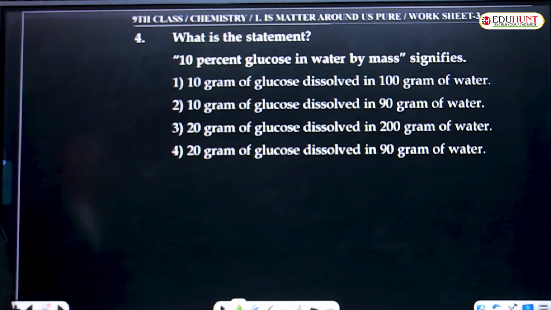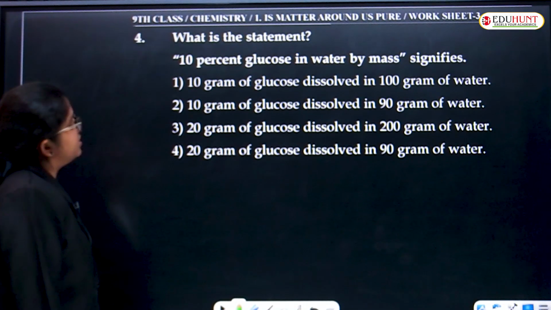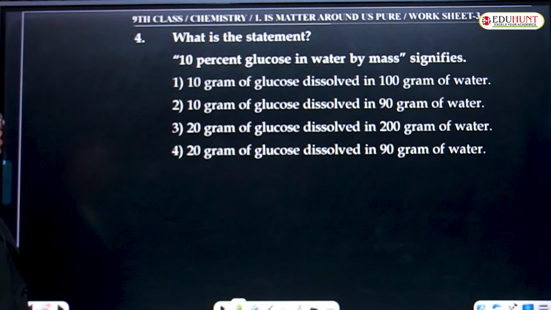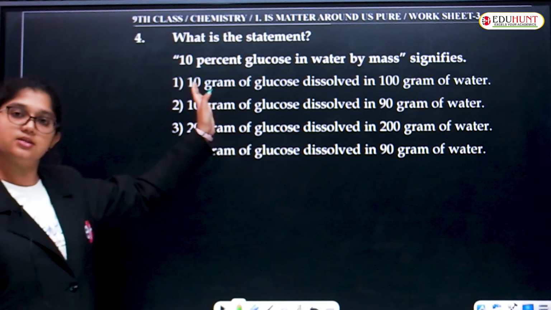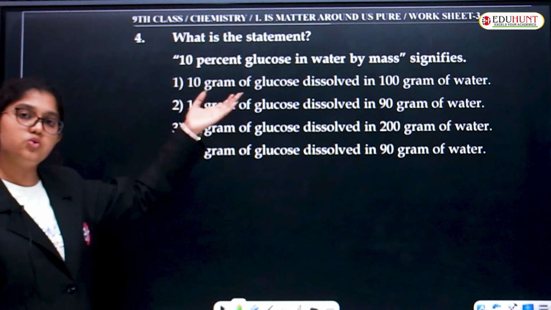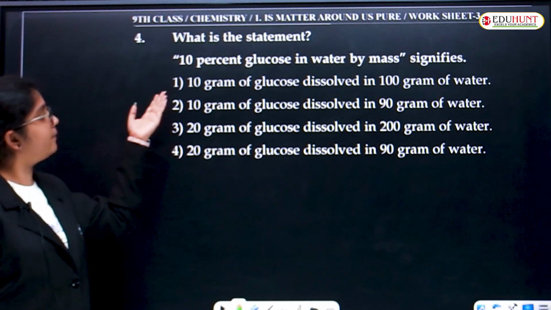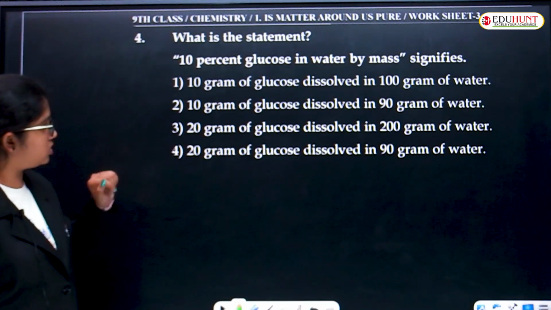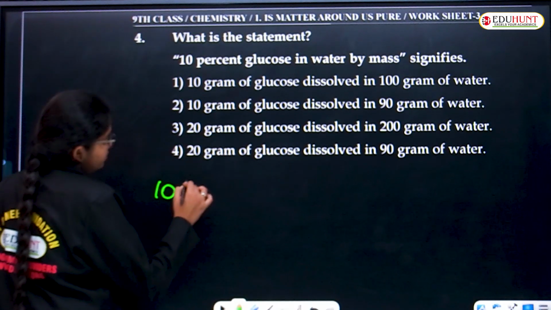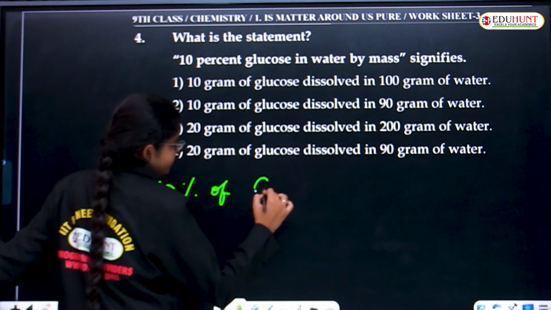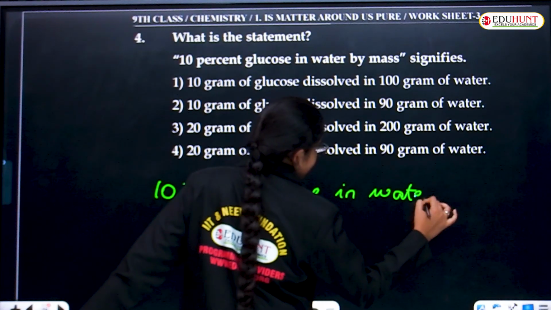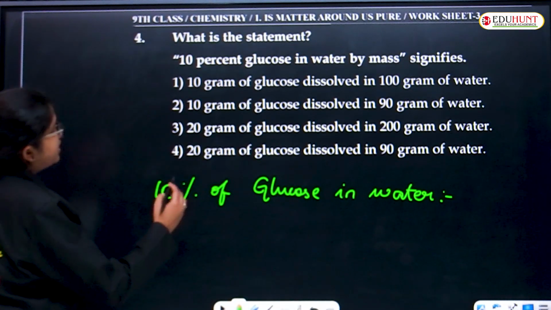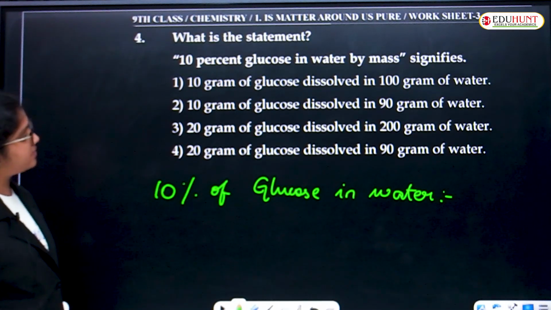Now question number 4. 10% glucose in water by mass signifies what? There is glucose and water where glucose is only 10% by weight, the weight percentage. So here we have 10% of glucose in water. We'll go option wise.